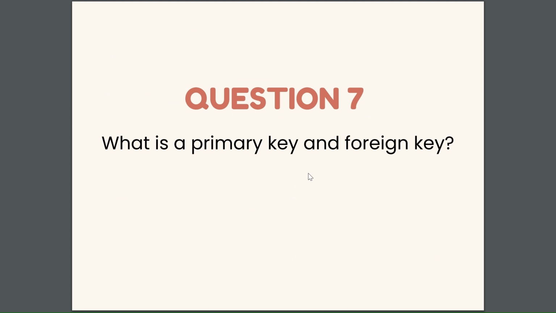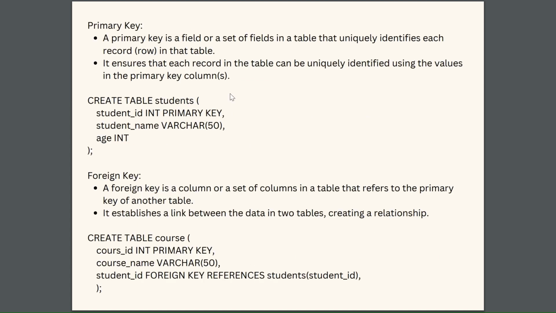Now the seventh question is, what is a primary key and foreign key? So primary key is a field or a set of fields in a table that uniquely identifies each record or row in that table, and it ensures that each record in the table can be uniquely identified using the value in the primary key column. And this is an example of creating a primary key column. So we are creating a table called students, and student id we are considering as the primary key.